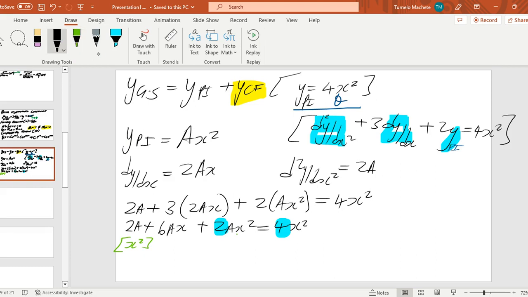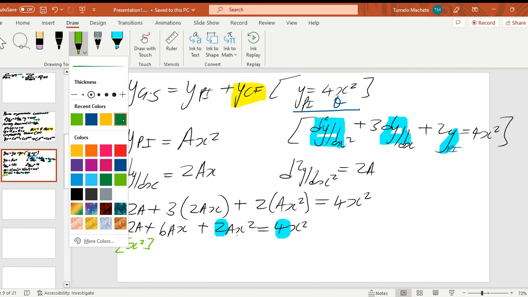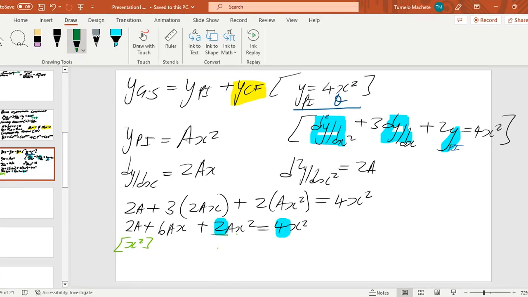So let's go where there is x squared. Let me highlight them. The x squared is there and there, so it's 2a and 4. You don't write the x squared because it's already a factor. So you're just going to say 2a is equal to 4. I took the coefficients of x squared. Then your a will be equal to 2 when you divide.